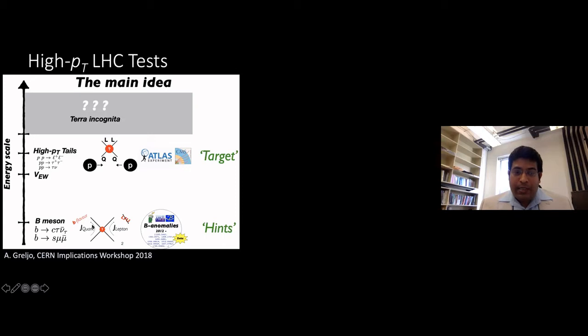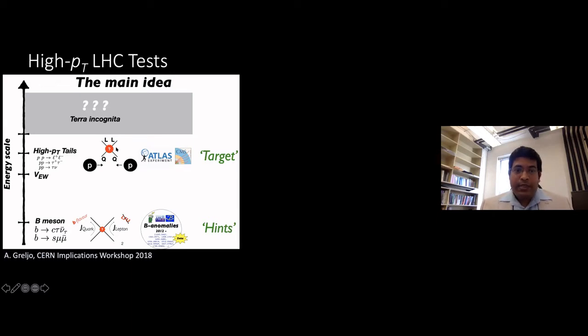Whatever process is responsible for this, if this is due to some new physics, then whatever new physics operator contributes to this will also contribute to a process listed here. In the high PT search, you can have pp→dielectron or pp→ττ. By L here I mean electron or muon. You can have pp→ττ, or you can have pp→τν. So the same operator will lead to these kinds of processes also.